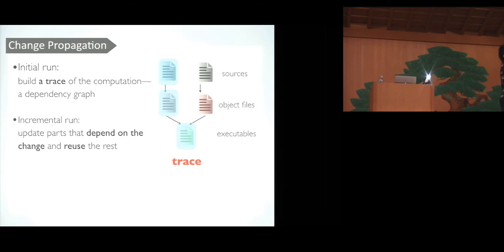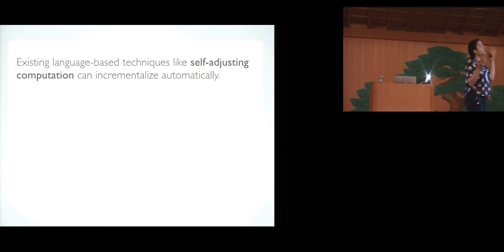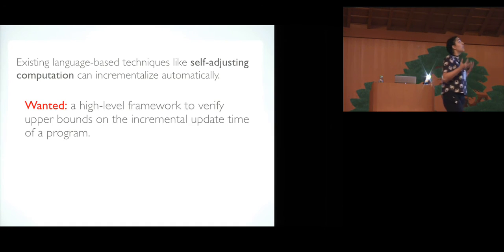So in general, this change propagation could bring us lots of speed up when the dependency graph is wide and shallow, or programs have data level parallelism. So now that we have this new paradigm of programming, this incremental computation, and that we have the existing language-based techniques like self-adjusting computation that can handle this incrementalization automatically, like you write a program and under the hood all this incrementalization is taken care of, what we want is actually a high-level framework to verify upper bounds on the incremental update times of programs.